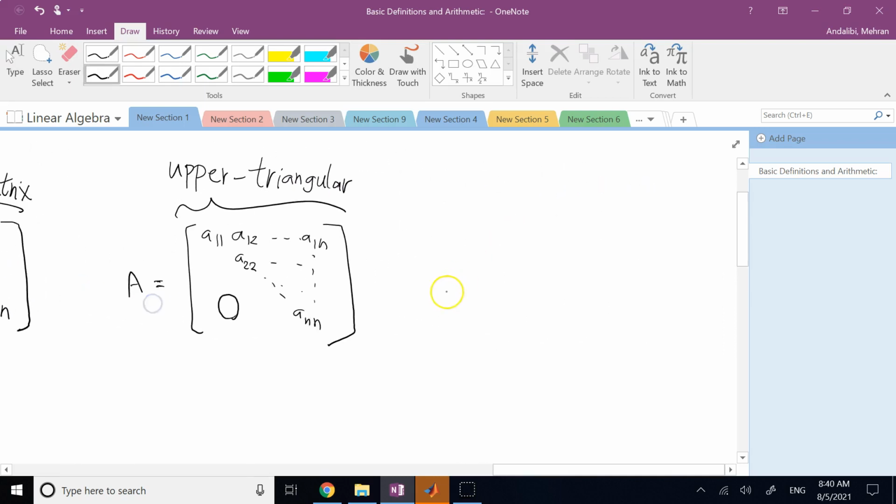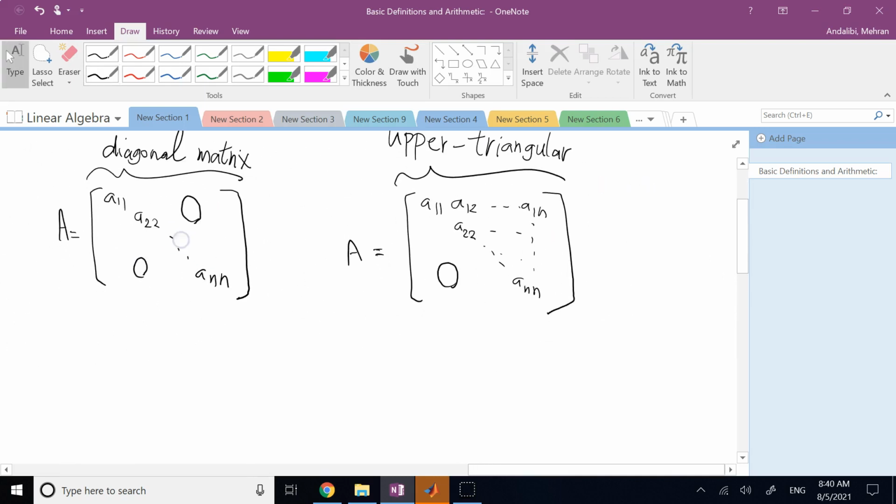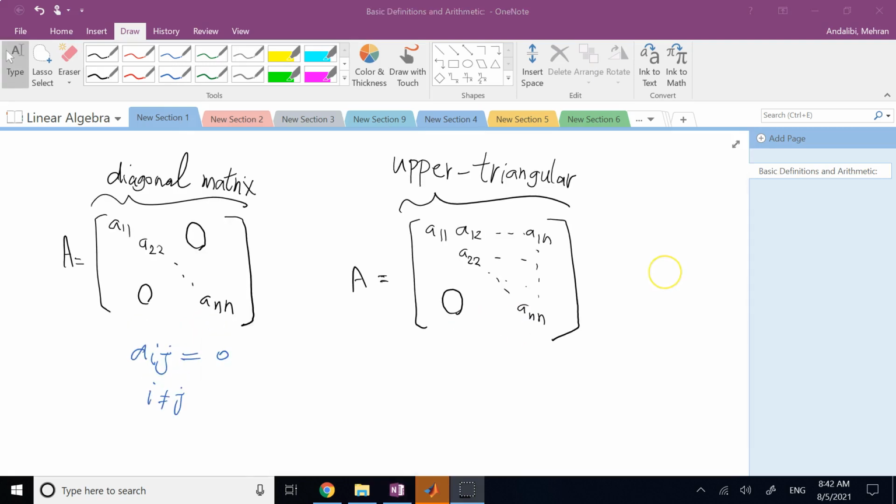And similarly, if I want to write it in terms of the entries, for the diagonal matrix, any a_ij is equal to 0 as long as i is not equal to j. For the upper triangular, we can say any a_ij is equal to 0 as long as i is bigger than j. So the elements below the diagonal have a bigger row index than column index.